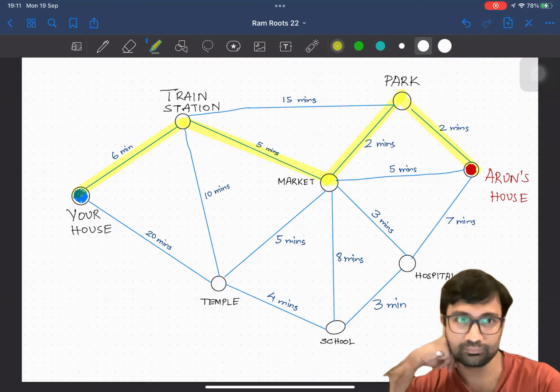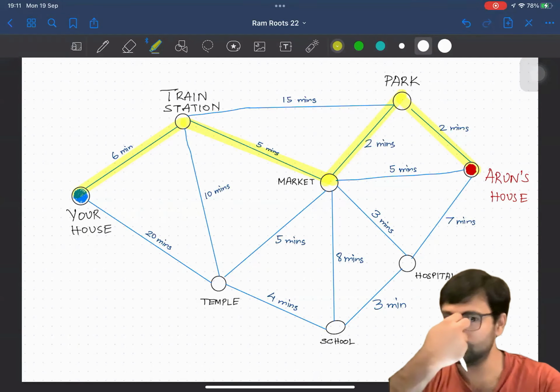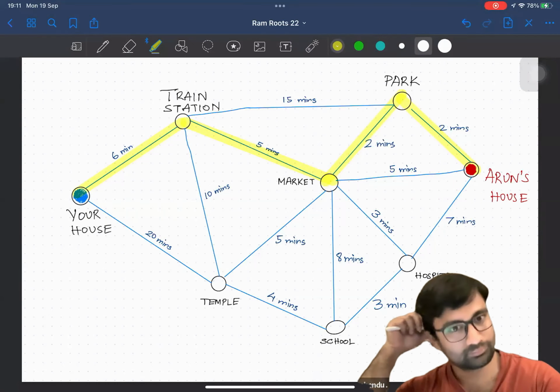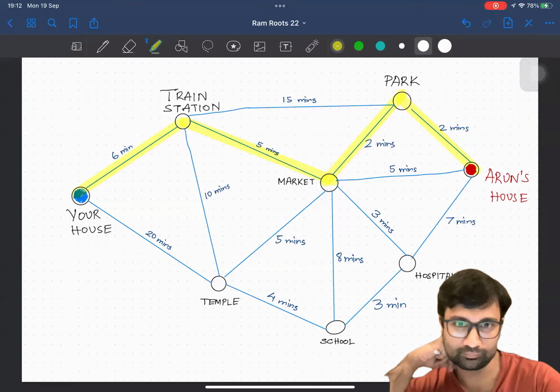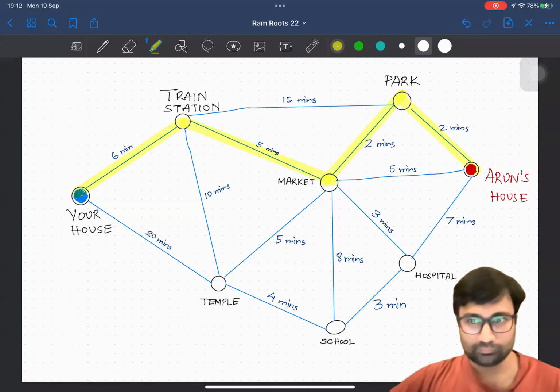Now, if we go from the train station to the park via the market, like from the train station to the market and the market to the park, we will take only 7 minutes. While when we go from the train station to the park directly, it will take 15 minutes. So I would rather go from the train station to the market and then to the park, and then directly to Arun's house. One more option is if I go to the market and directly go to Arun's house, but that will take 5 minutes, while going to the park and then going to Arun's house will only take four. So it will save me 1 minute.